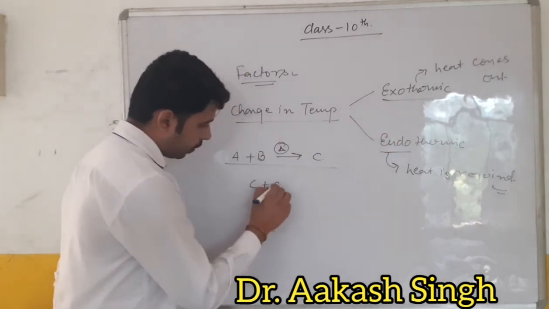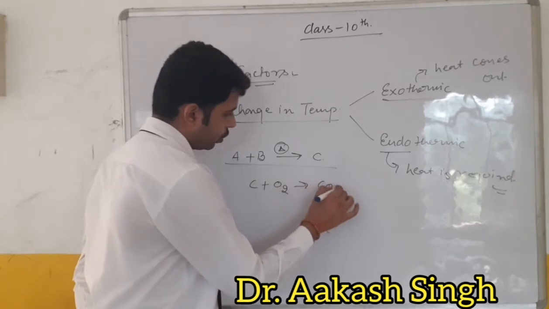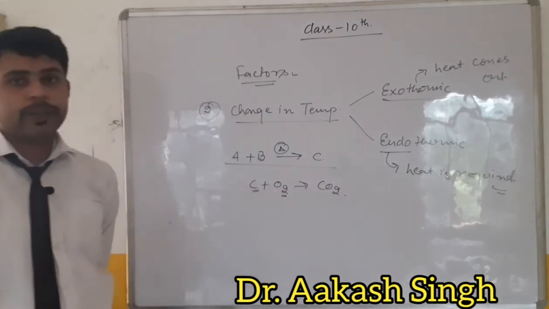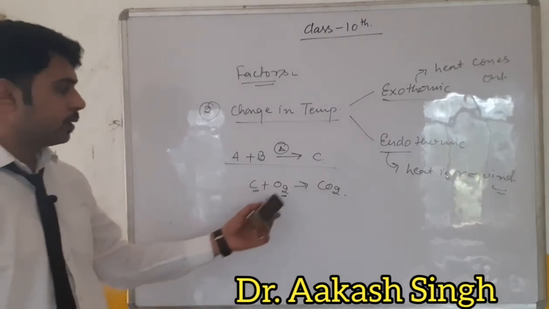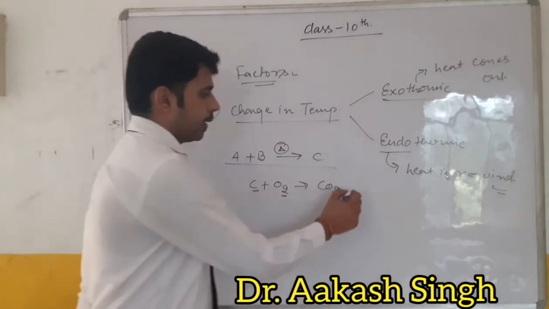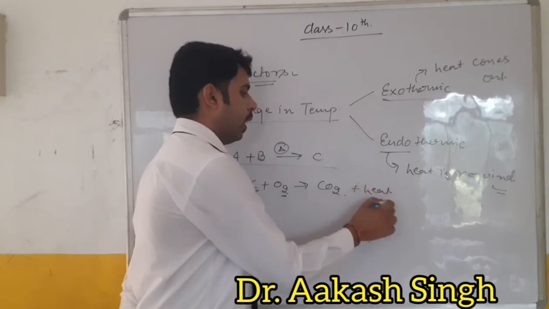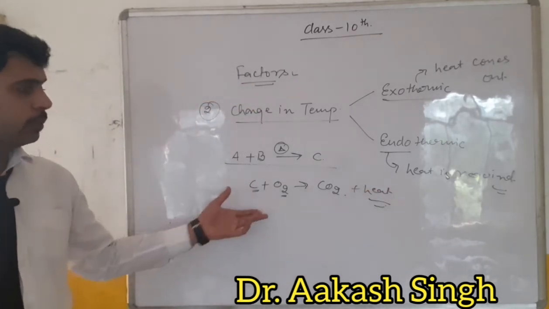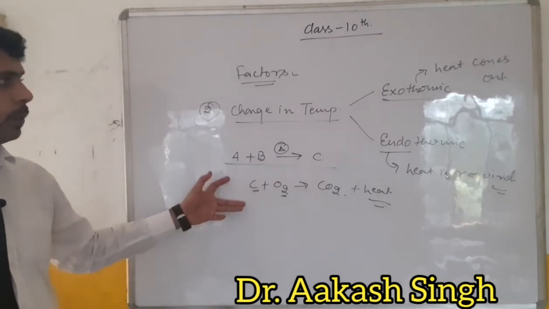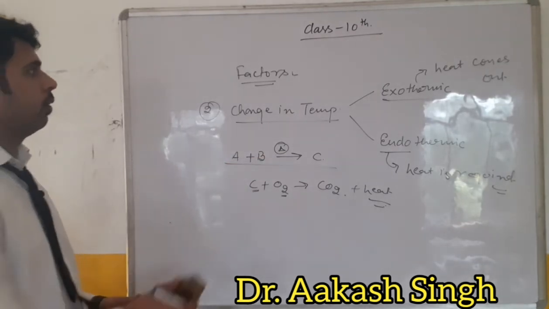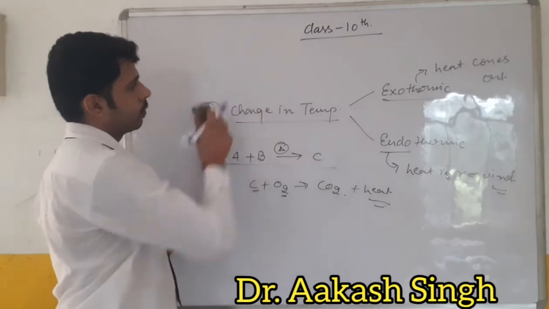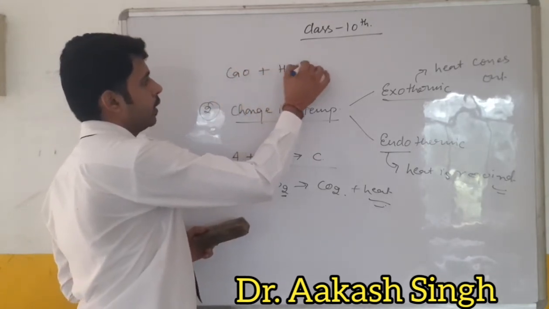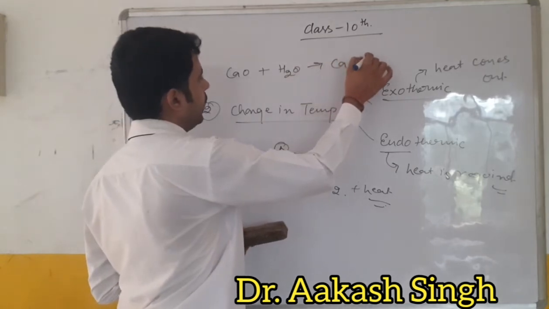Like C plus O2 gives CO2. Carbon, when it reacts with oxygen, means burning of carbon, releases CO2 plus heat. A large amount of heat is evolved after burning of carbon. This is an example of exothermic reaction. When CaO dissolves in water, it gives Ca(OH)2.